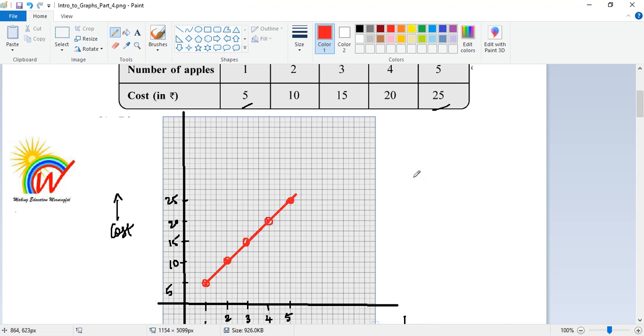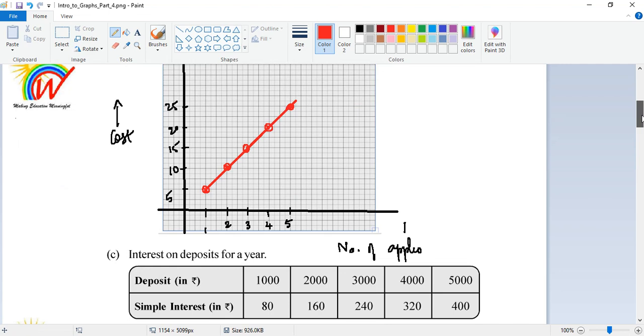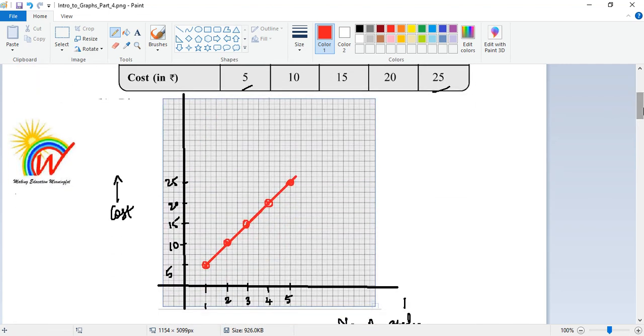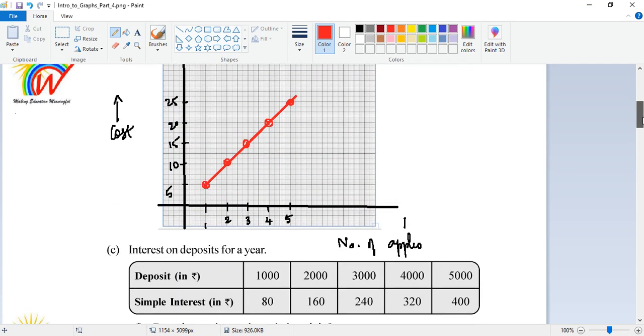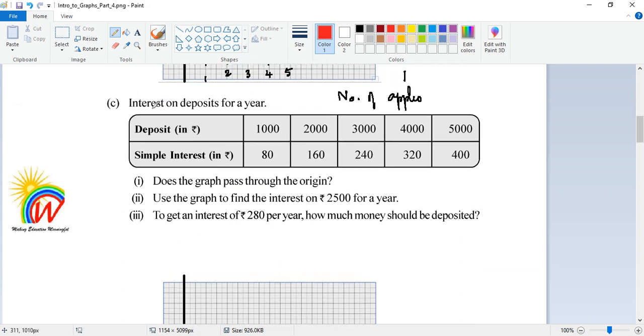All right. So now the question, this is what they have asked us to do. So we have done this, drawing the graph. Now come to the next question. It says interest on deposit for a year. So here, see, if you deposit 1,000 rupees, you will be getting an interest of 80 rupees in a year. If 2,000 rupees is there in your account for 1 year, you will be getting 160 rupees as interest. So that's how the table is given.